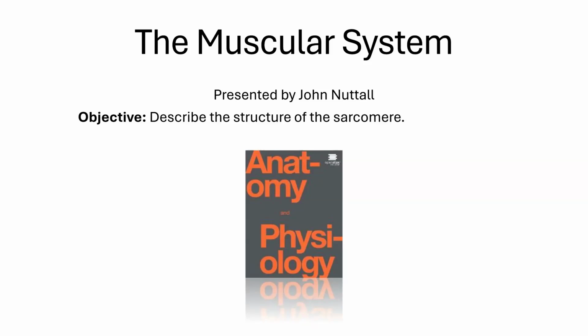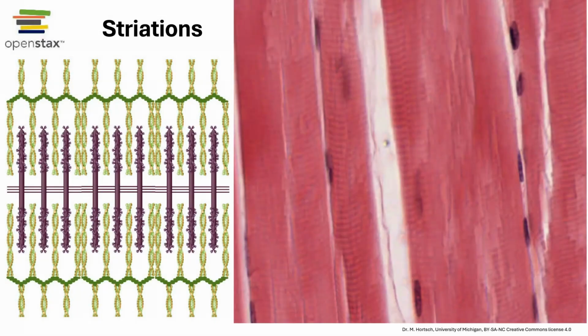In this video, you will learn about the sarcomere, which is the structural and functional unit of skeletal and cardiac muscle fibers. The sarcomere is the repeating segment within a myofibril that gives the striated muscle tissues, skeletal and cardiac muscle, a banded appearance. This unit is also directly responsible for the contractility of these tissues.